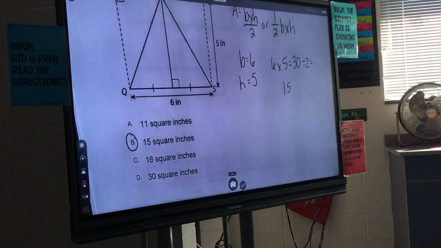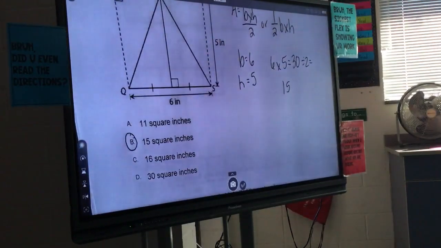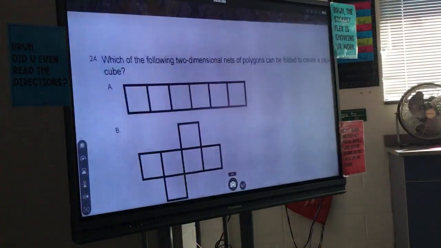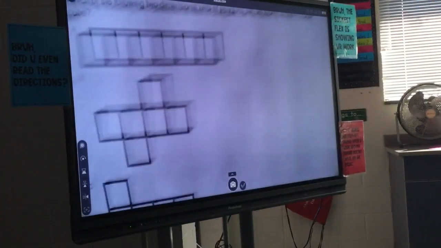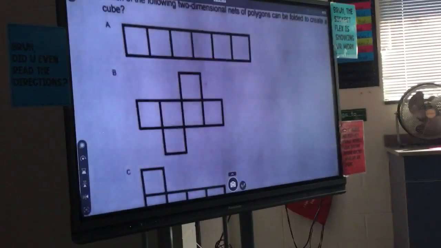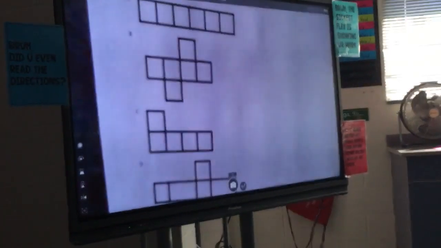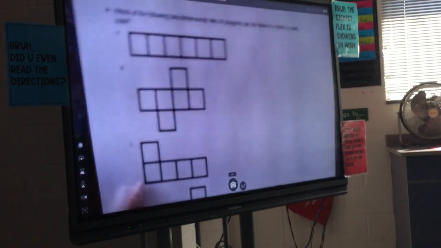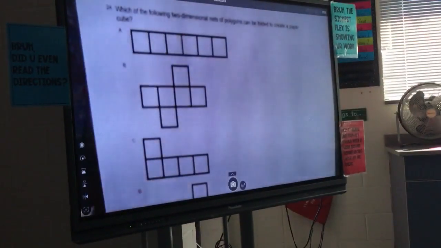All right, what's another one you guys would like to go over? Camila. Okay. Yeah, that's fine. All right. I gotta zoom out a little bit. So number 24 says, which of the following two-dimensional nets of polygons can be folded to create a paper cube? And I know you can't read the question because it's blurry, and I apologize.